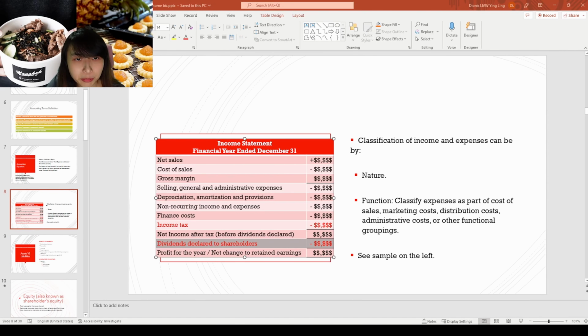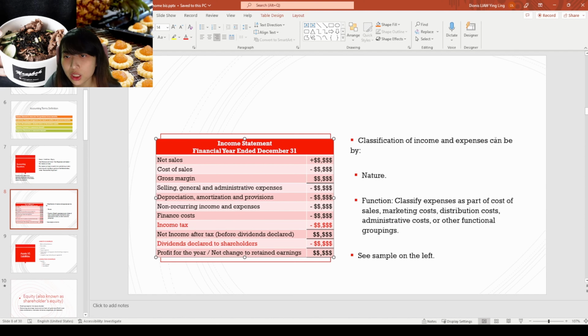Okay, so this is a sample of an income statement. You record all your sales and your expenses here, and then you will get your net income before tax. Before tax, you will need to do some tax adjustments before you report it to the IRS. This example is almost a full income statement because it shows income tax and also dividends declared to shareholders. As a sole proprietor, there's no need to declare dividends, so you don't need to care about all this.